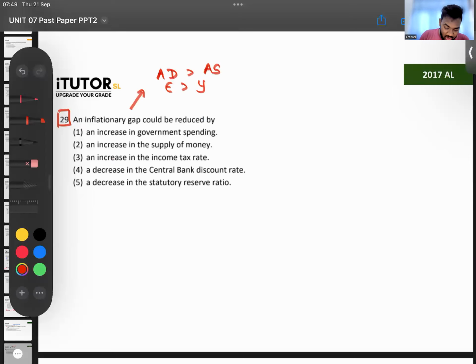So they are asking you, how can you reduce this? To reduce this, you have to bring down the aggregate demand, or in other words, you have to bring down the aggregate expenditure. So tell me, how can you do that? Increase the government spending. Government spending is a direct component of aggregate demand. If you increase government spending, aggregate demand will go up, inflation would go up even. Not the solution. Increase the supply of money. If money supply goes up, again, aggregate demand goes up, right? There's so much money in the economy, people start consuming, firms will invest, aggregate demand goes up. No, you can't bring that.